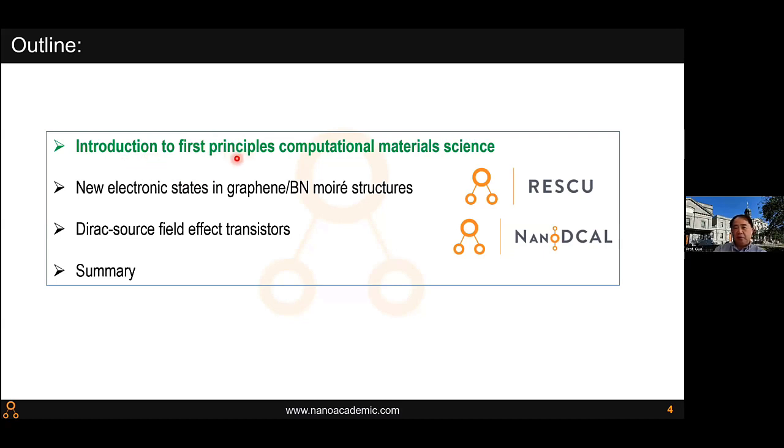Here is the outline of my webinar today. I want to introduce you to first principles computational materials science. Then I will explain the difficulties and what we have to do to overcome them, very briefly. Then we are going to apply these tools to graphene, which is relevant to this community. We are going to look at Moiré structures, a very interesting system that is quite common in two-dimensional systems. Then I will also talk about another application of graphene to low power transistors, where graphene can play a tremendous role.